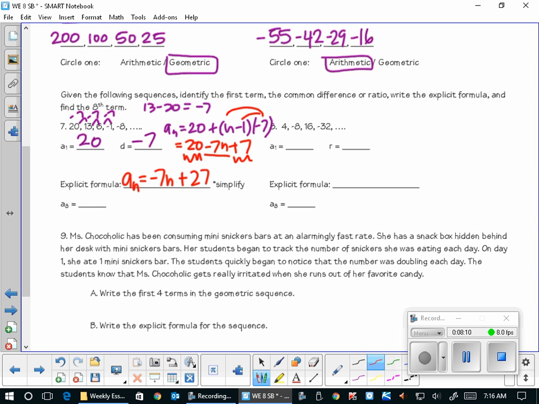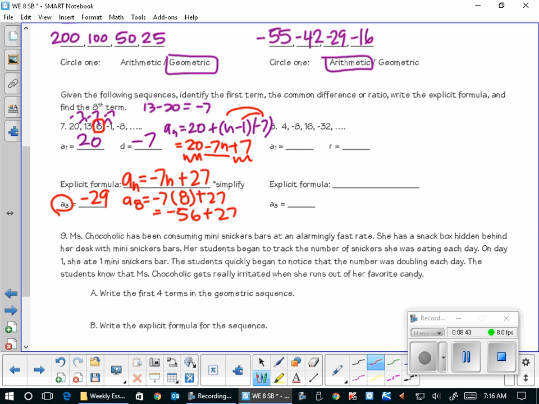And remember, you can check your answer here. If you plugged in like 3 for the third term, you should get 6. Negative 7 times 3 plus 27 gives you 6. All right. Now it tells us to find a sub 8. We're just going to plug in 8 for n. So negative 7 times 8 is negative 56. Plus 27 is negative 29.